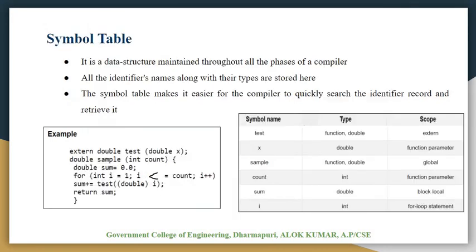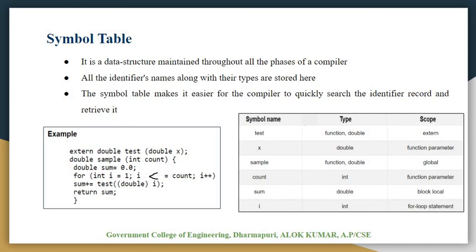Next one is the symbol table. This is attached to all the phases of the compiler. So it is a data structure maintained throughout all the phases of a compiler. All the identifier names along with their data types are stored here. The symbol table makes it easier for the compiler to quickly search the identifier record and retrieve it. Suppose one example is there like this one. So for this example, we have made one symbol table.